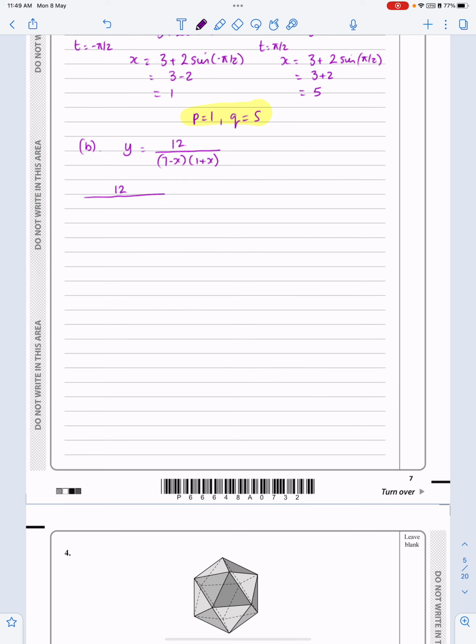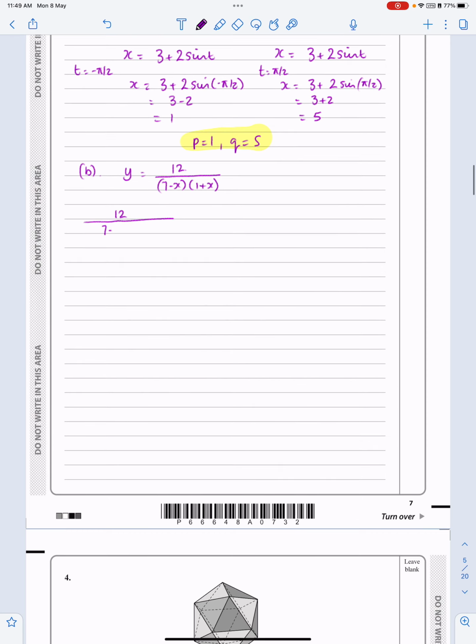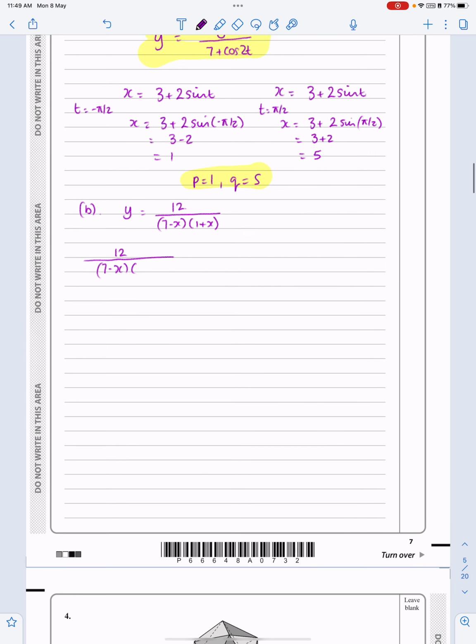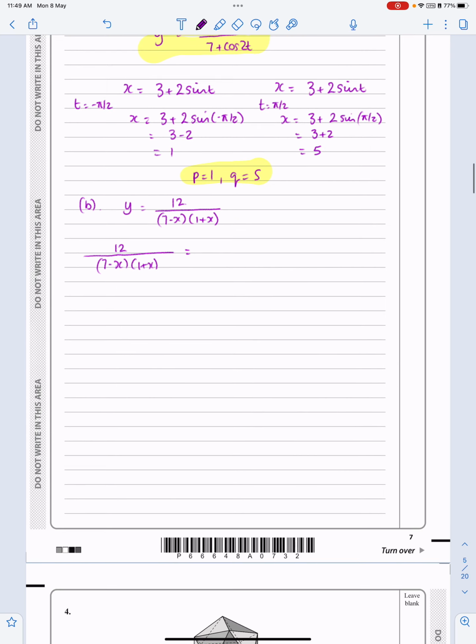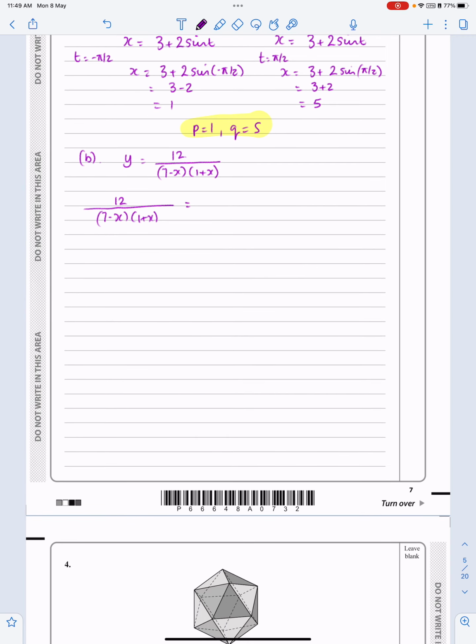so the same thing again, 7 minus x, 1 plus x, and I want to call that a over 7 minus x plus b over 1 plus x. Really important part of your exam strategy is that you could come and have a go at doing this without having done part A, and you can still get all of these marks.